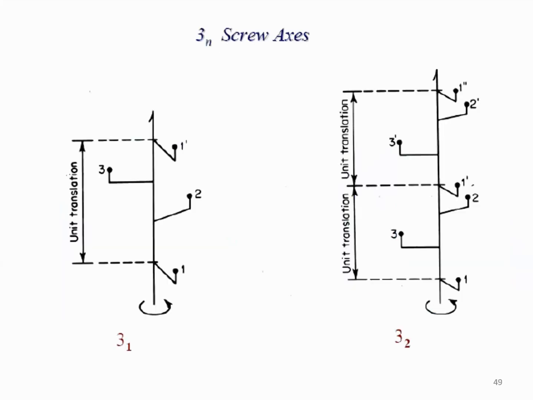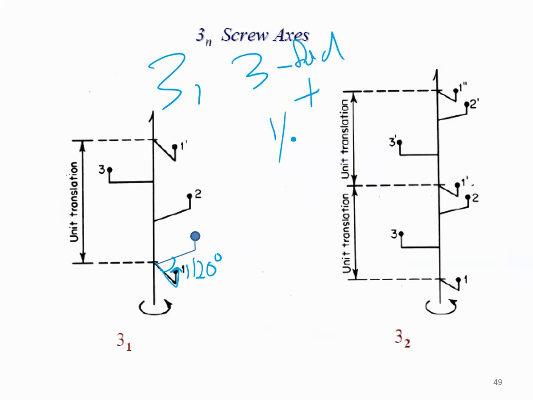Okay, how about 3_1 and 3_2? For the 3_1 screw axis, this is the origin position. It will rotate by 120 degrees. And then 3_1 means 3 for 120 degrees plus 1/3 of translation. So it rotates by 120 degrees and then translates by 1/3.